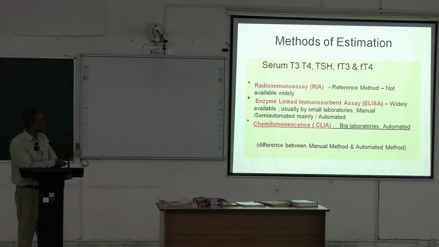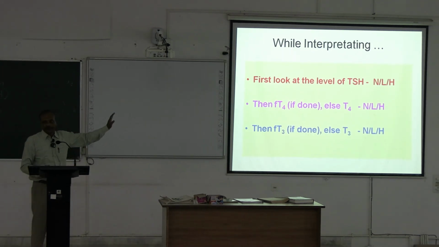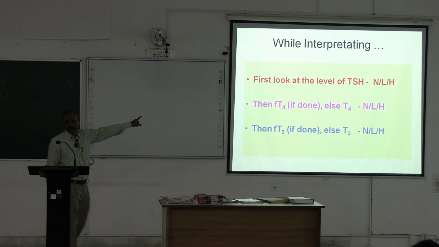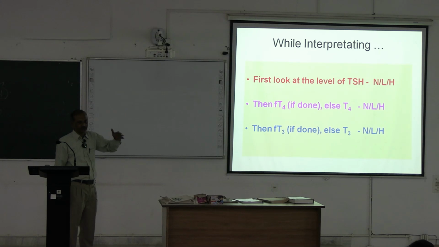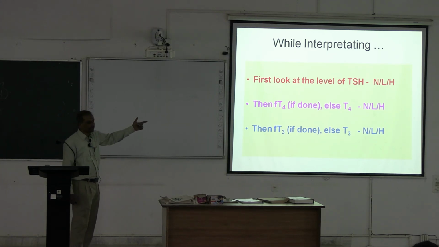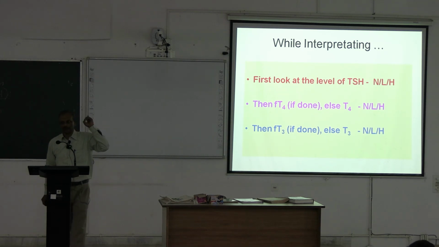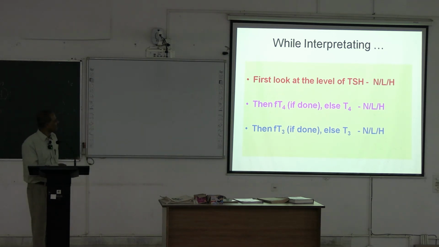That means chemiluminescence. Now, while interpreting, pay attention for just two to three minutes more. First, look at the level of TSH, whether it is normal, low or high. First look, just like your jaundice case I told you yesterday. Then FT4, look at the level, whether it is normal or high, then look at the FT3 level. What is the level of TSH?